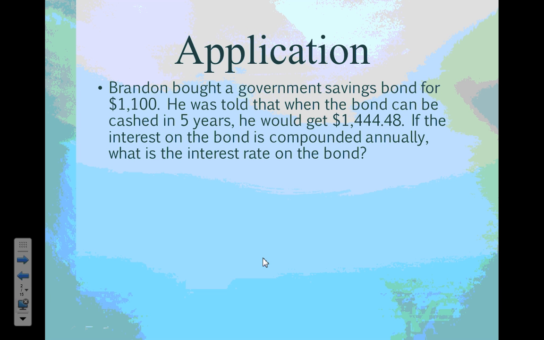Here's an example. It states, Brandon bought a government savings bond for $1,100. He was told that when the bond can be cashed in 5 years, he would get $1,444.48. If the interest on the bond is compounded annually, what is the interest rate on the bond? You say to yourself, how do I solve this? Where do I get start from?